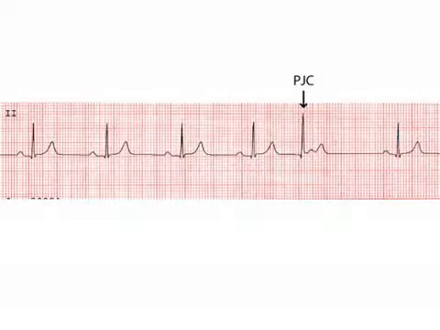Junctional because it's still narrow. Also, we don't see any P waves, so we know this is not coming from the atrium. And there's another example of a PJC further down the strip.